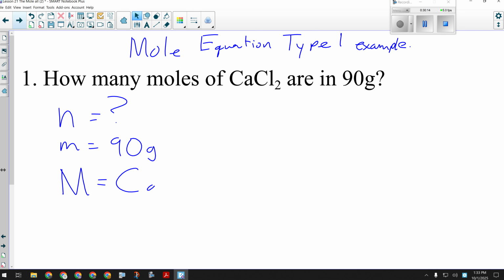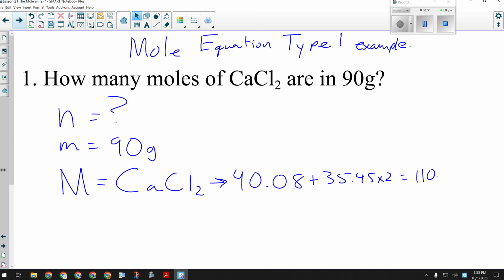So I go, all right, I got calcium chloride, so that's 40.08. There's only one of that. There are 2 chlorines. Pretty sure, 110.98 grams per mole. So I've got these 2 values. Well, I kind of had to calculate that one. You would get a mark for this.